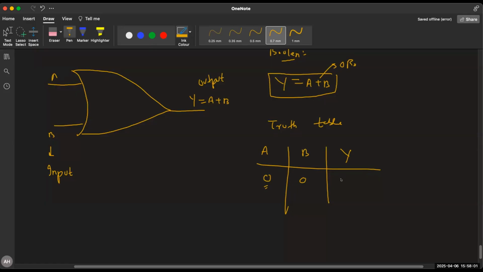So if you have both 0, then Y will be 0. In OR gate, 0, 0 gives 0. In OR gate, 0, 1 gives 1. In OR gate, 1, 0 gives 1. In OR gate, 1, 1 gives 1. If any of the inputs is high, then you will get the output.